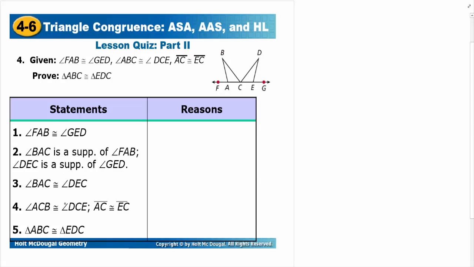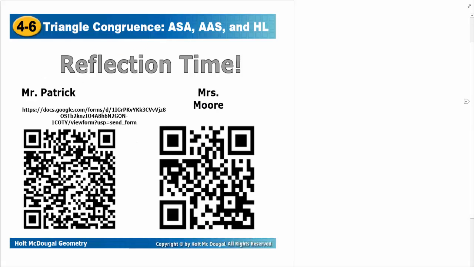And then we got another proof. So we got a proof here for number 4. Once you complete that, go ahead and fill out your reflection forms. And again, I'll see you guys in class.